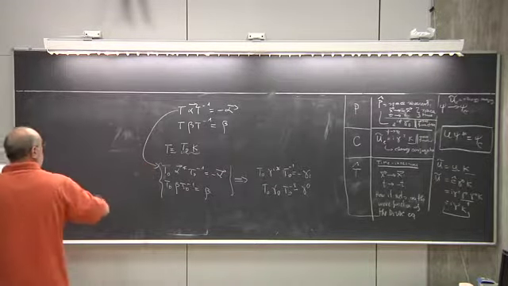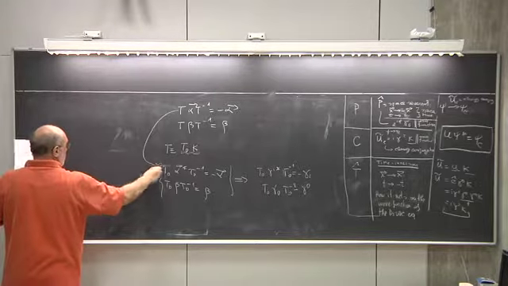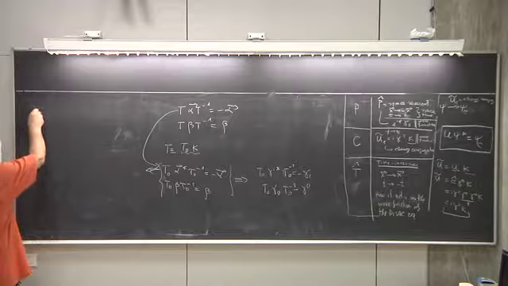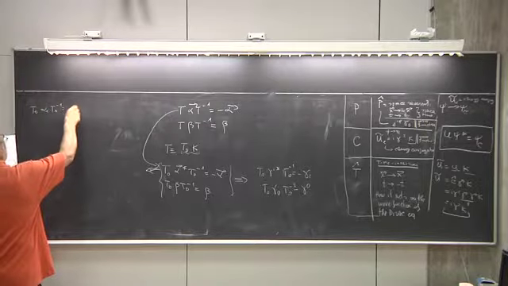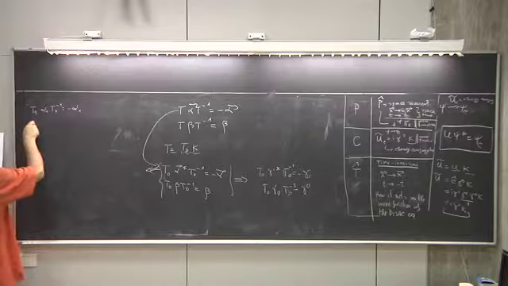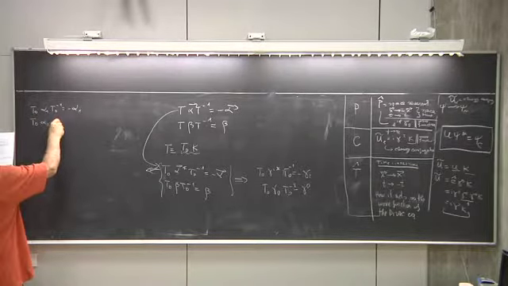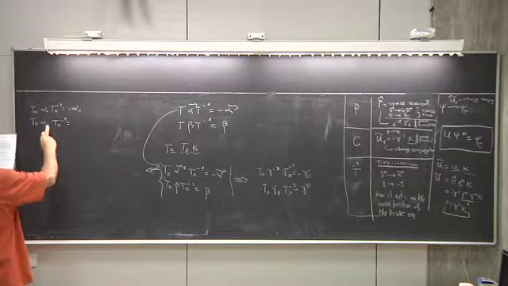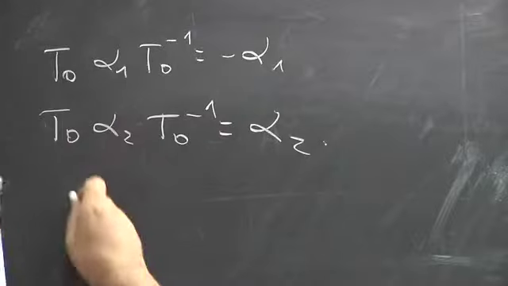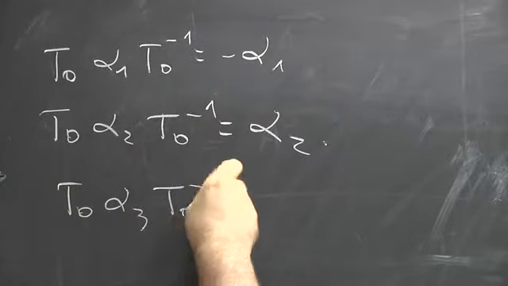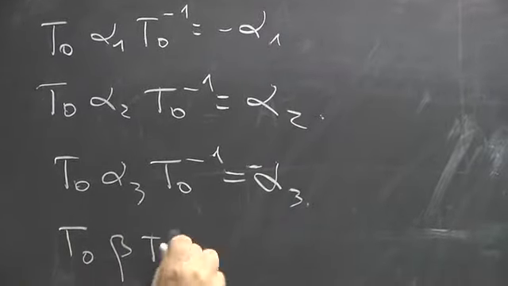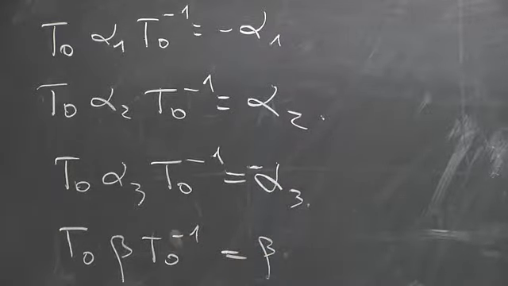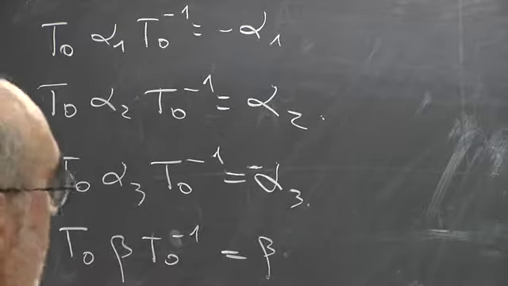I can cancel here, and this one, for example, becomes the following. T0, alpha 1 is real, so alpha 1 star is equal to alpha 1. T0 to the minus 1 equals minus alpha 1. Then I have alpha 2. Alpha 2 is the only one that is imaginary, so as it is imaginary, it changes sign. I have a minus sign, so I get a plus sign. T0, alpha 3 is real, so I get minus alpha 3, and then I have beta equal beta. Okay, so these are the 4 relations that T has to satisfy.